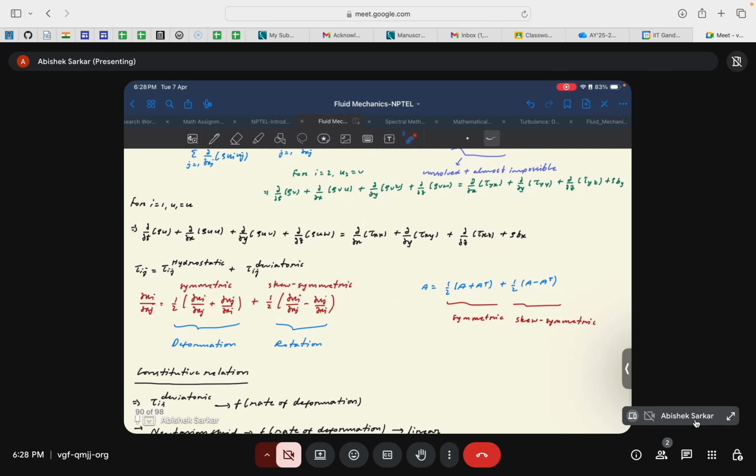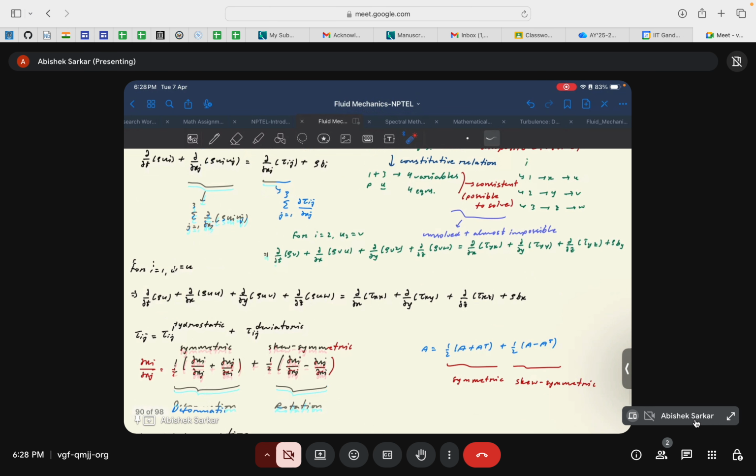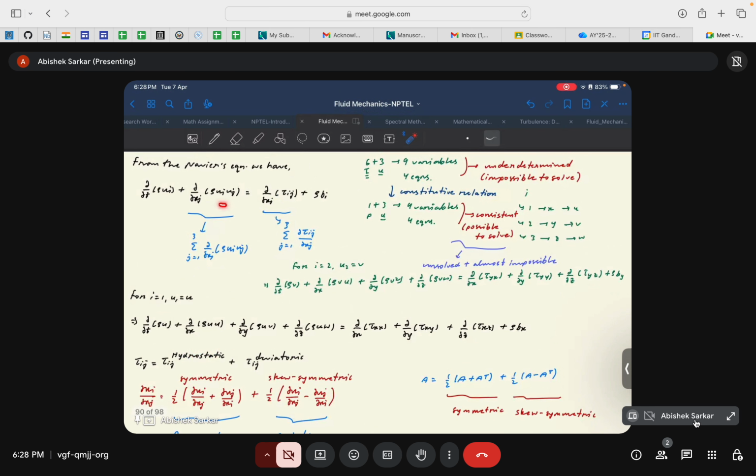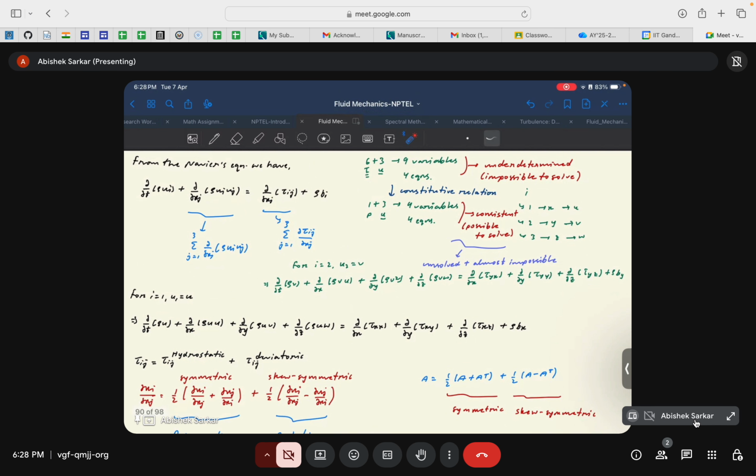So now, just again taking one example, if you consider i equal to 1 and u1 equal to u, considering just i to be along the x direction, you can simplify this equation as such. So you have ∂/∂t of ρu plus ∂/∂x of ρuu plus ∂/∂y of ρuv plus ∂/∂z of ρuw is equal to ∂/∂x of τxx, ∂/∂y of τxy, ∂/∂z of τxz plus ρbx.